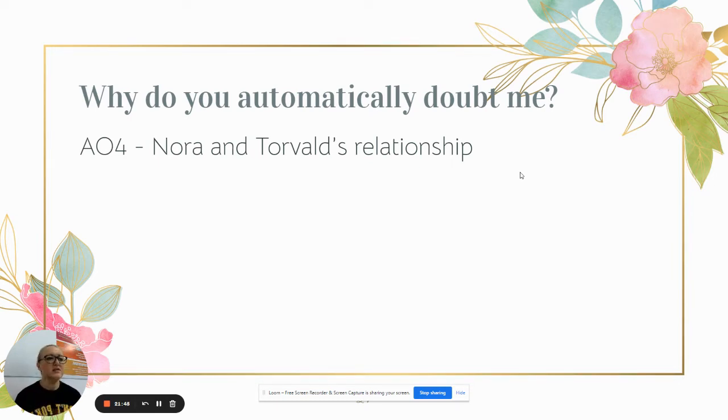Right, so I've put there Nora and Torvald's relationship. Is that a relationship built on trust? Or is it a relationship built on the idea that Torvald is just in charge and that he has to have the responsibility for everything? I mean, she can't even be trusted to go shopping and not eat macaroons, for example.